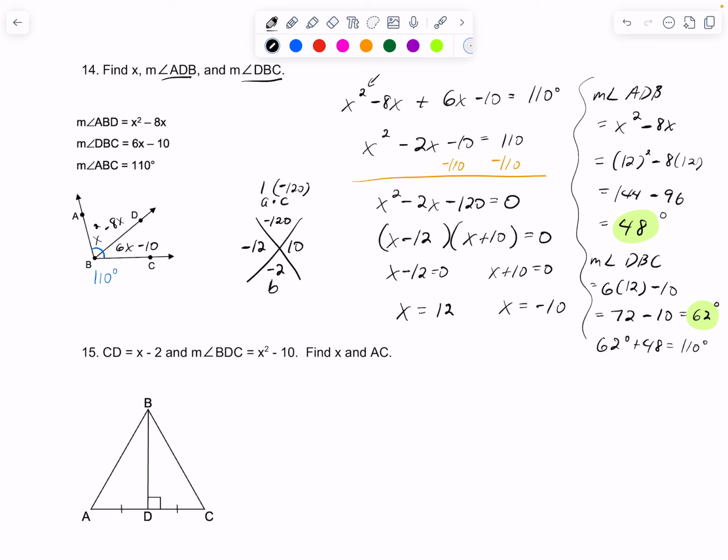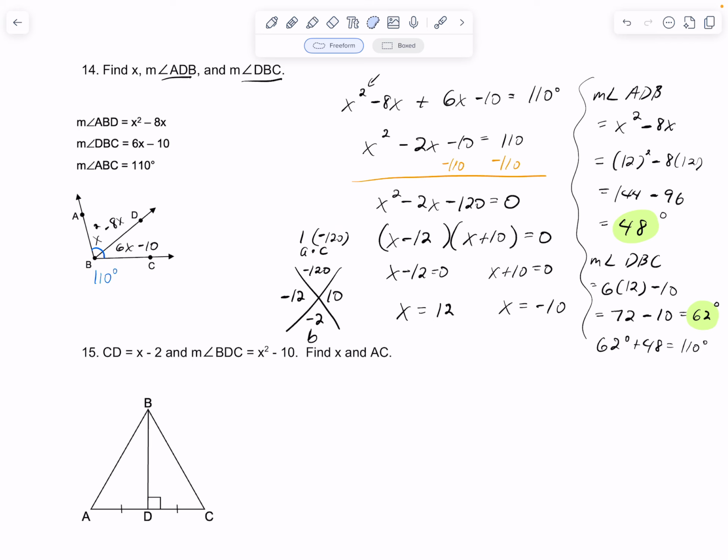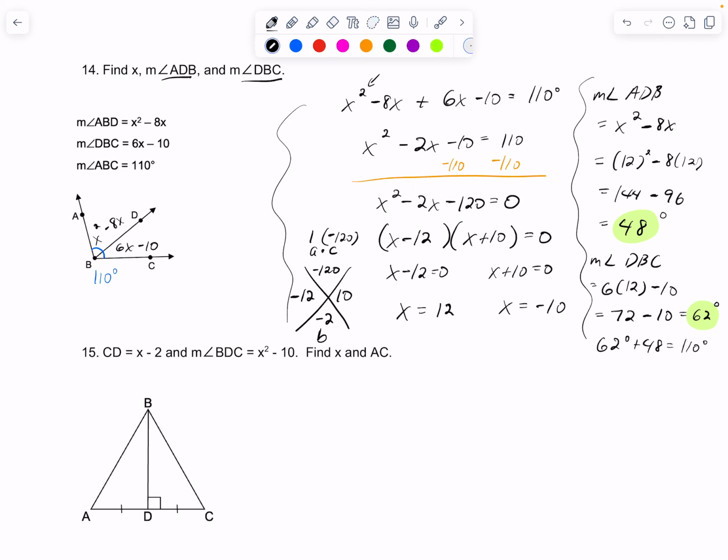I'm going to do the same thing. I'm going to create a little room here. Move this over. So let me move it. There we go. Okay. Create a little room to plug in negative 10. So 12 worked. I tried 12. It worked. So plugging in negative 10 for angle ADB, right?